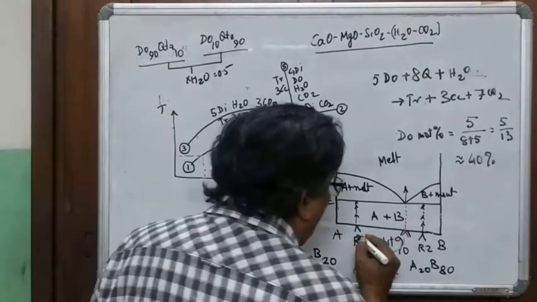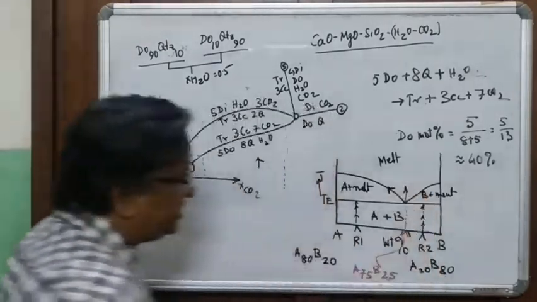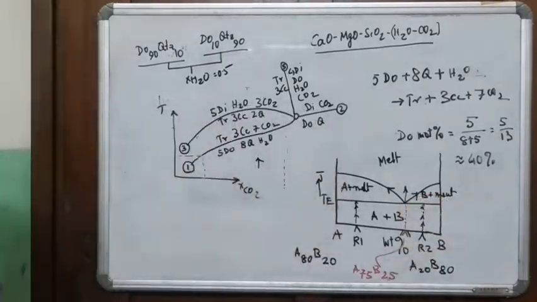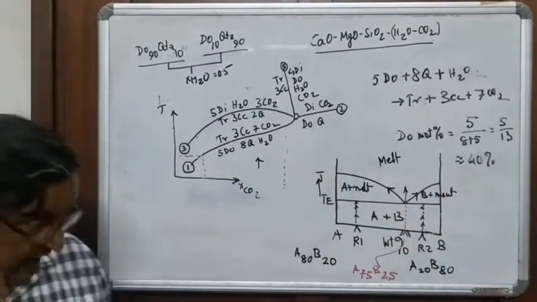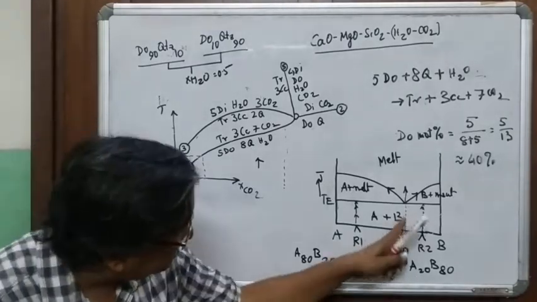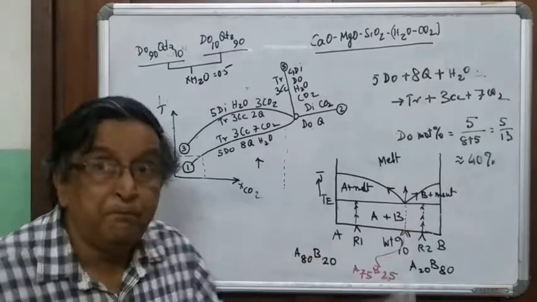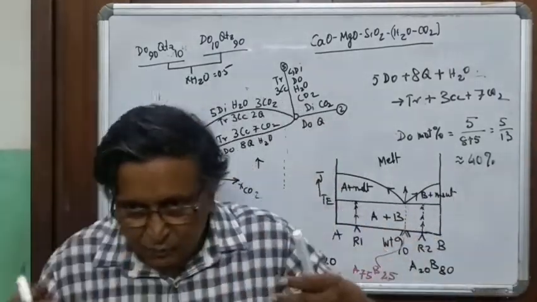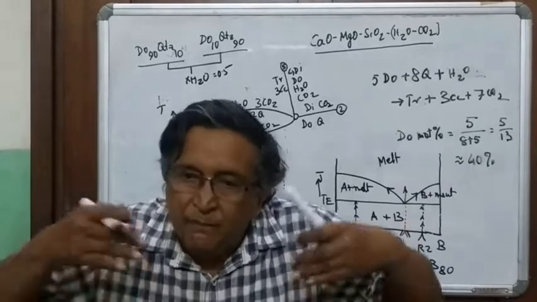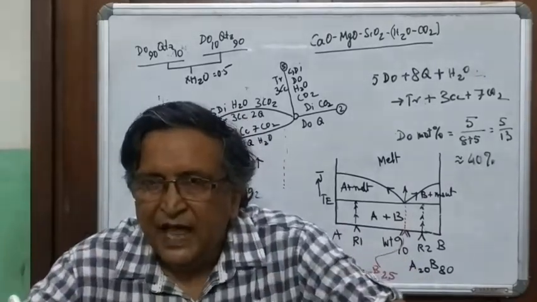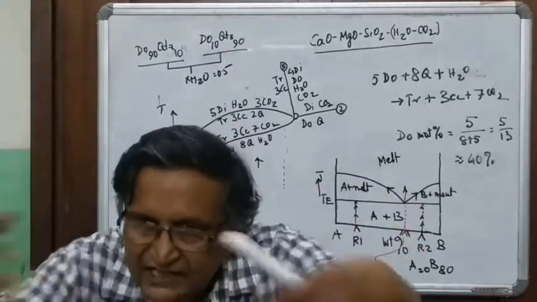Otherwise, for rock R1, the liquid will melt in this direction, and for rock R2, the melt will move in this direction. But if the rock has A75 and B25, the same as the eutectic composition, then both A and B are present in the ratio 75:25, and they will melt in the proportion 75:25, and both will get exhausted at the same time.